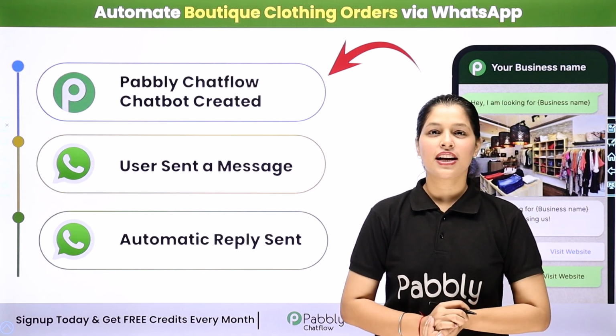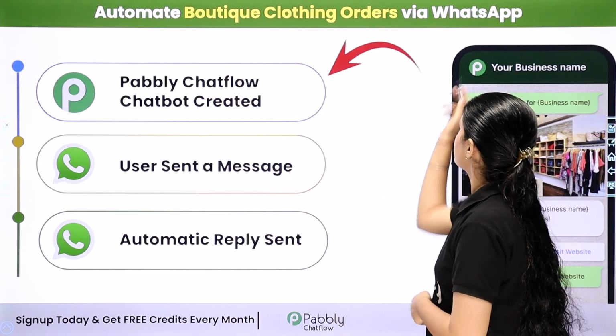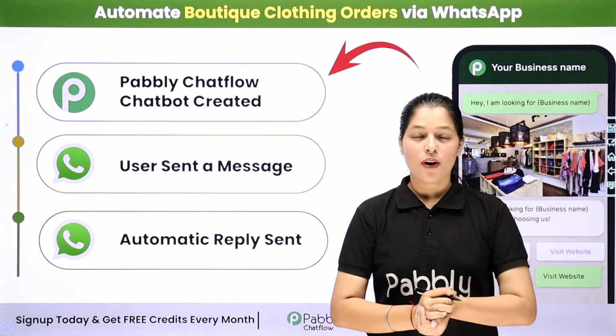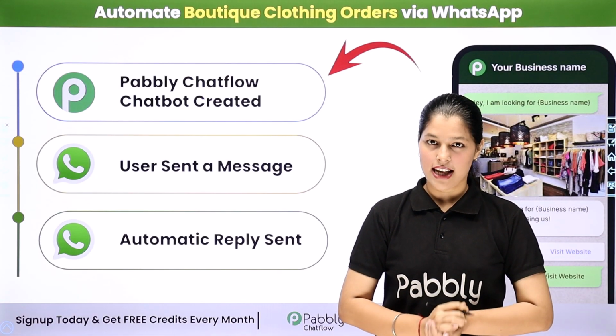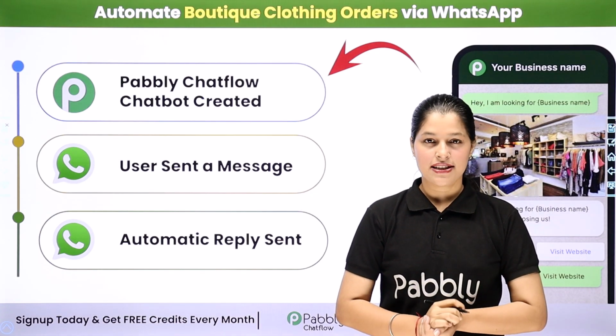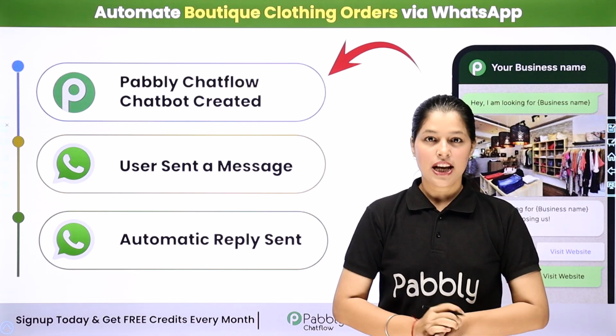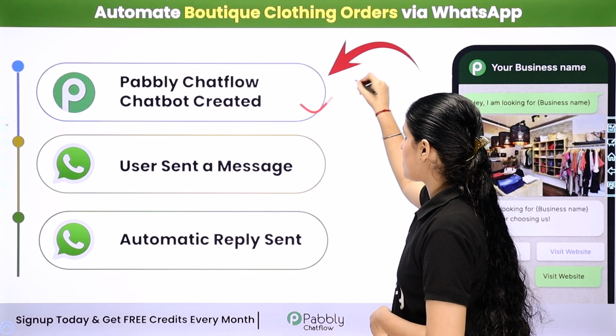So in this video we are going to learn how to automate boutique clothing orders via WhatsApp. I run a boutique and want to automate clothing orders, size selection and payment collection via WhatsApp. For that I am going to build a WhatsApp chatbot which is going to save my time by reducing manual workload. Firstly, in this video we are going to create a WhatsApp chatbot using Pabbly Chatflow.